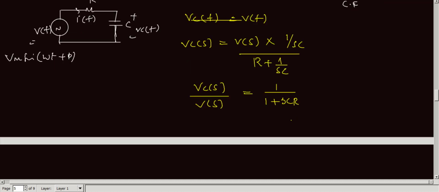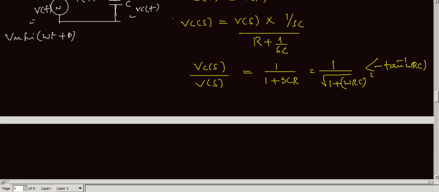Now I want to find the magnitude: 1 by root of 1 plus omega RC whole square, at an angle of minus tan inverse omega RC. So what is Vc of t here now?